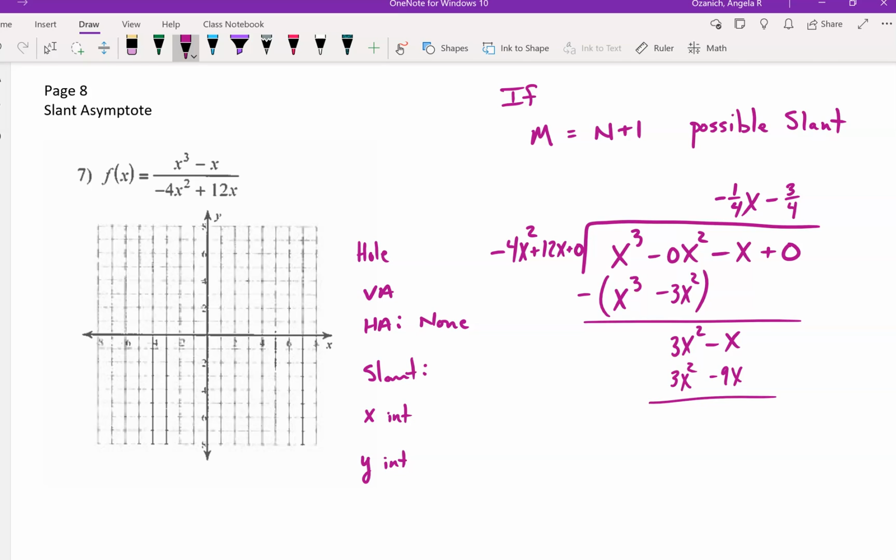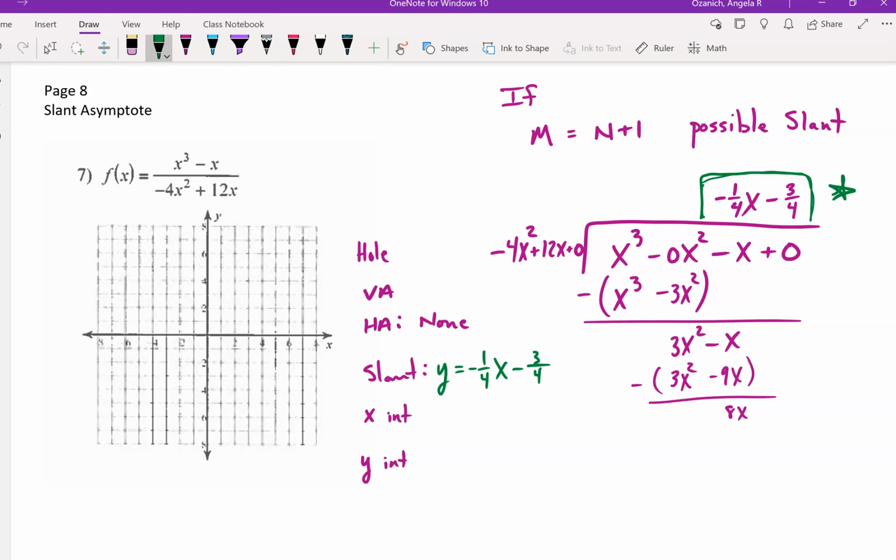And what ends up happening here as you subtract is the remainder is really not a part of the equation of your slant asymptote. So it's okay to have a remainder. In this case, our remainder is 8x, and it really doesn't make a difference in your slant asymptote. What you want to get is this linear equation right here. So the equation of your slant asymptote turns out to be y is equal to negative 1/4 x minus 3/4.